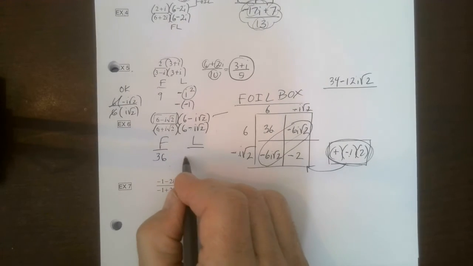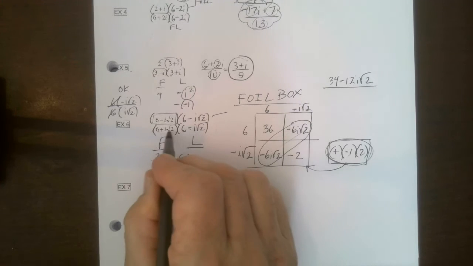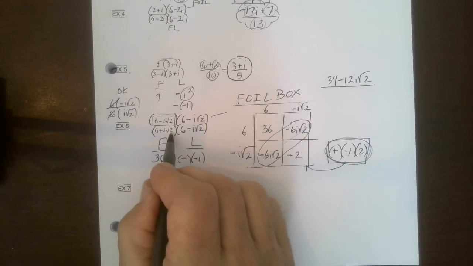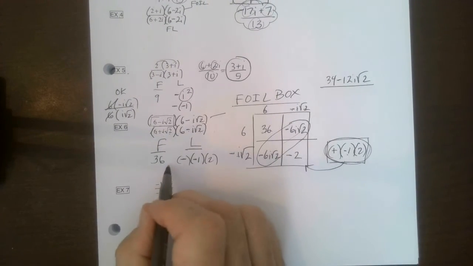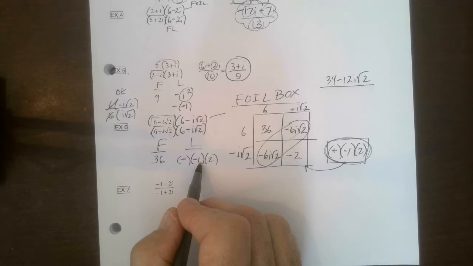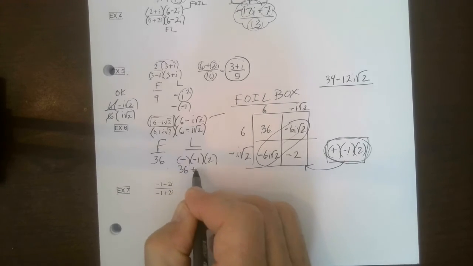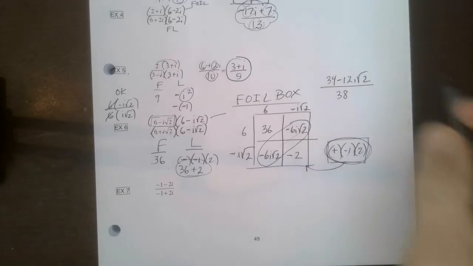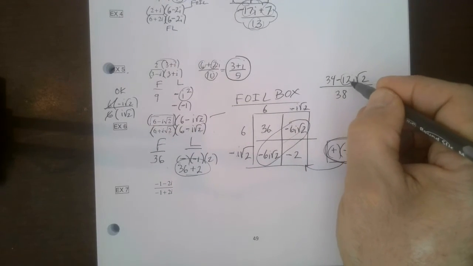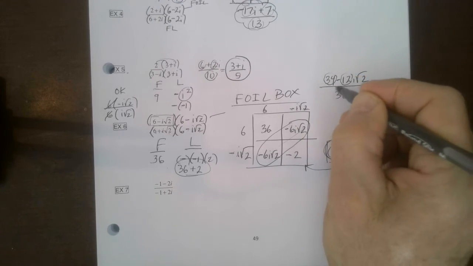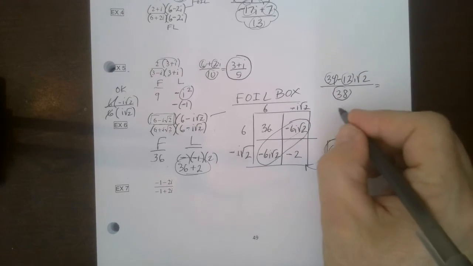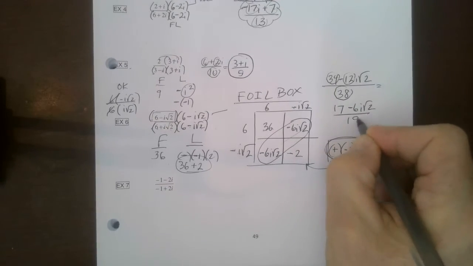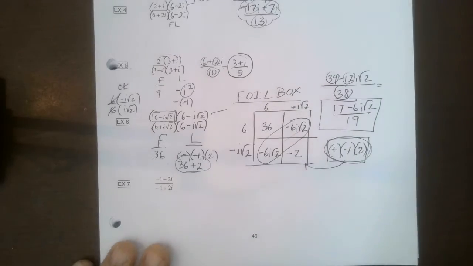Positive times a negative is negative. i times i is i squared, which is another negative 1. Square root of 2 is 2. Isn't this just the same thing as 36 plus 2? Yep. So 36 plus 2 is 38, and that's what's going to go in the bottom. And notice, a 2 will come out of there, a 2 will come out of there, a 2 will come out of there, so I need to do that. So 17 minus 6i square root of 2 all over 19. And there's my final answer.